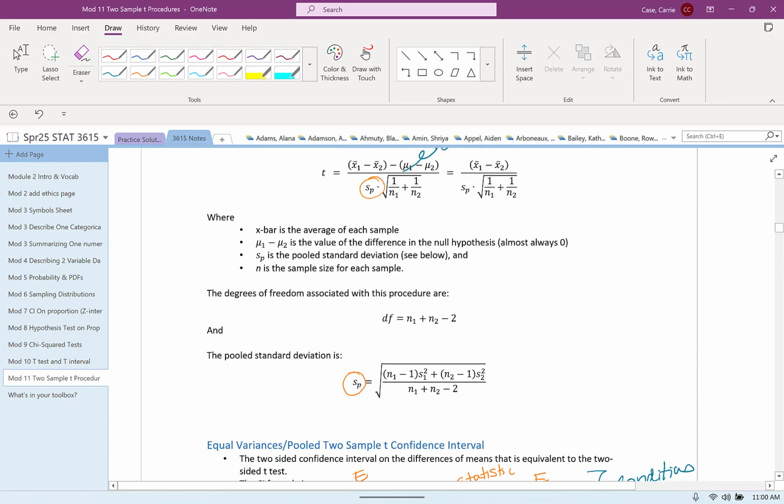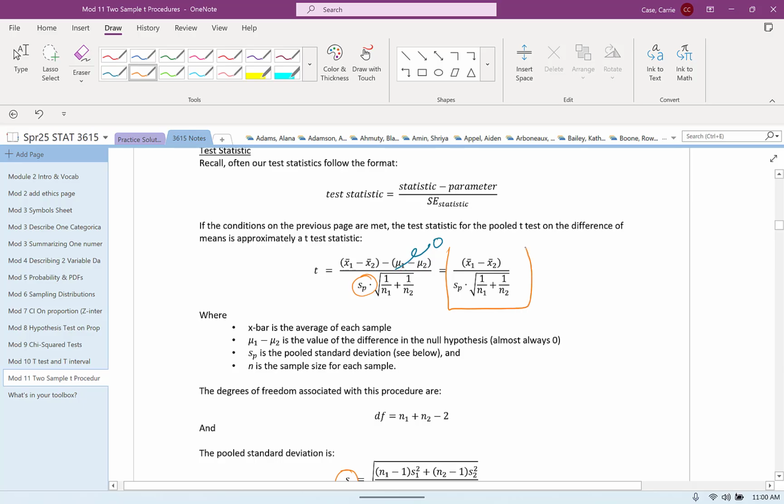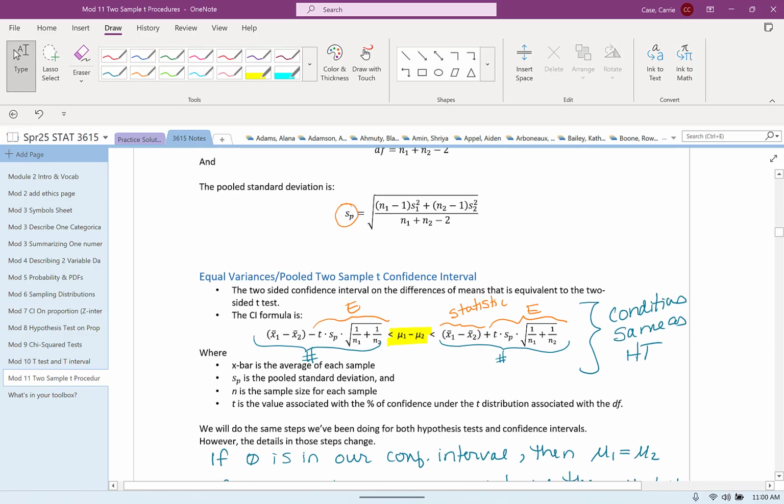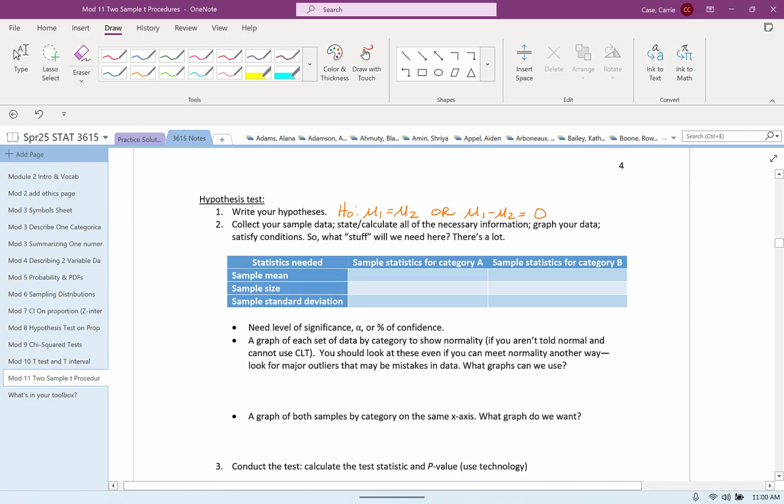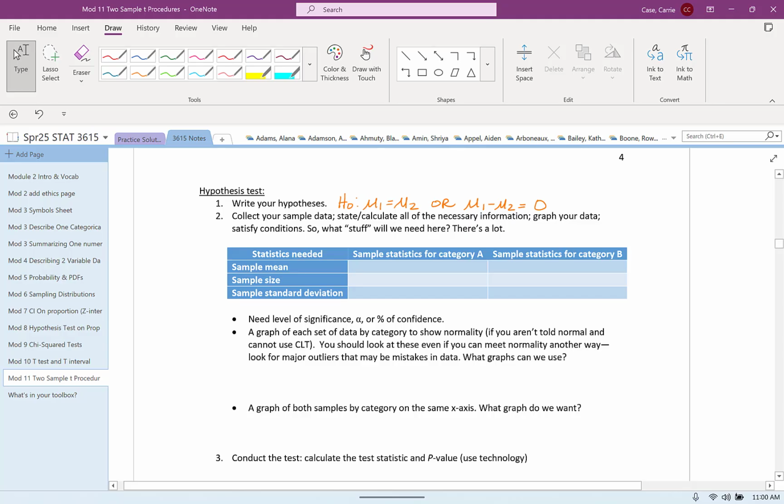So remember, we are calculating this test statistic back here, or we're calculating this confidence interval. So what we need is the sample mean for category A and the sample mean for category B. So we need X bar A and X bar B. We need sample size for each category, so N sub A and N sub B. And you can use 1s and 2s here instead of A's and B's if you want. Sample standard deviation for each category, so S sub A and S sub B. We need our level of significance or our percent of confidence. Remember, alpha is almost always 5%.